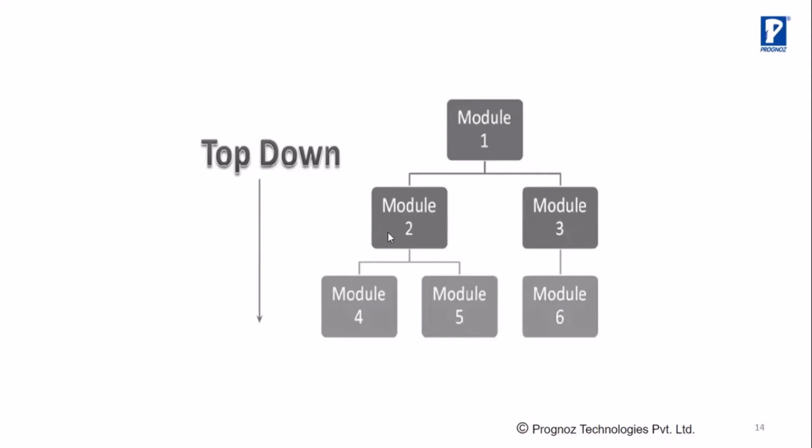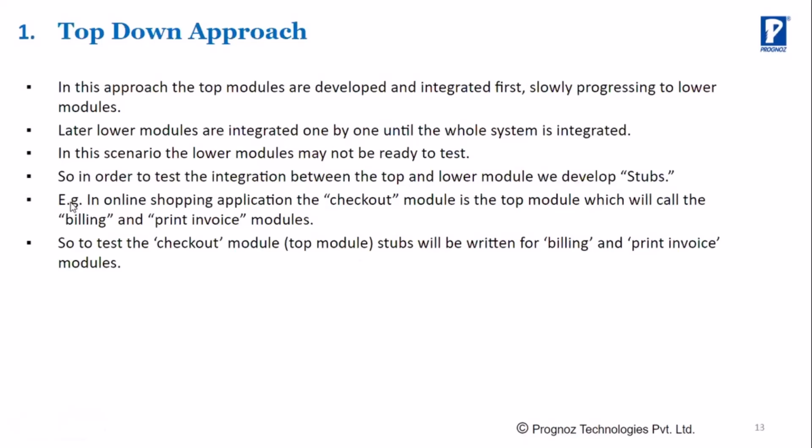Then यहाँ पे module 2 के लिए हमें कोड लिखेंगे and module 4 के लिए we will write a stub. Stub is nothing but a sample code basically. So here you can see the example. Online shopping है तो checkout module है, मतलब add to cart किया then checkout करना है. So checkout module is the top module which calls billing and print invoice module.